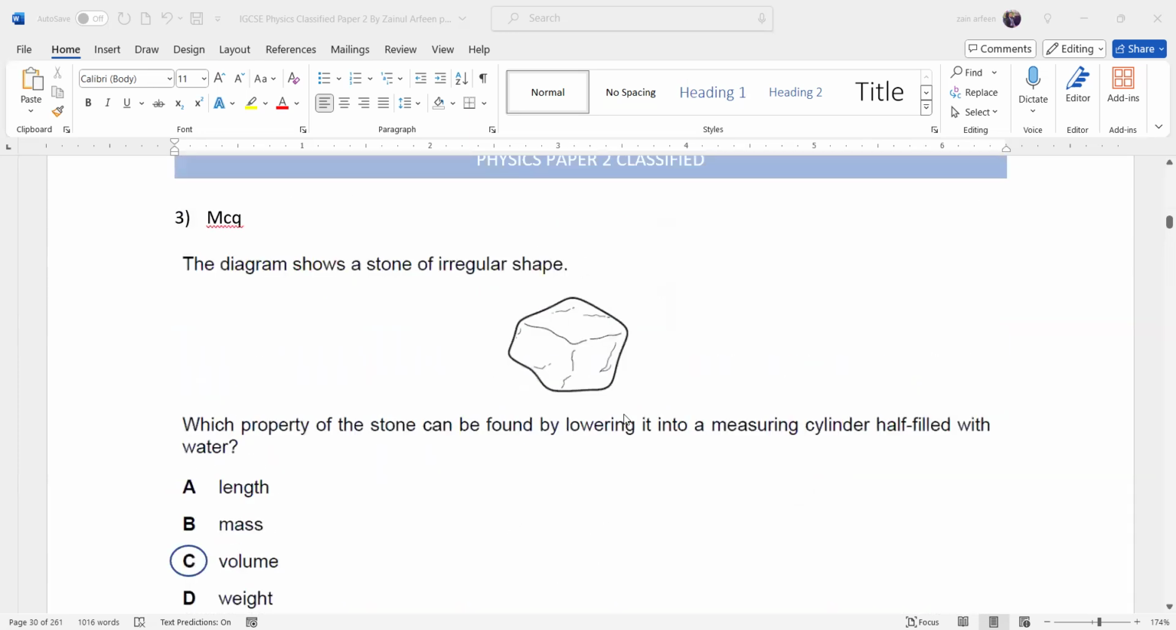In question 3, the diagram shows a stone of an irregular shape. Which property of the stone can be found by lowering it into a measuring cylinder? If you use a measuring cylinder and lower the stone in, this will give us the change in the volume, and that change in the volume is equal to the volume of the stone or the object which is added. So even for a regular object, we can use this displacement method.